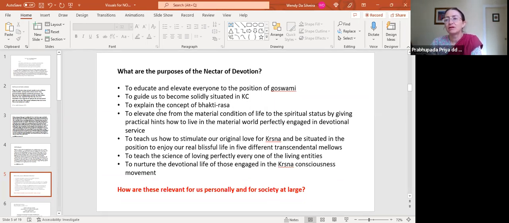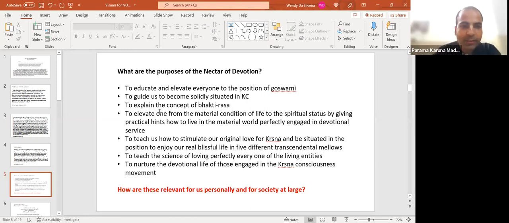Parama Karuna Madhava. Hare Krishna, Mataji. I think, Mataji, just as you explained earlier, the concept of Yukta Vairagya, if Nectar of Devotion can teach us how to not have to renounce anything, but to engage everything in Krishna's service, then life becomes easy, especially for some of us who are householders. This science can be very helpful, that while living in our household life, we can continue to please Krishna and do our devotional service.